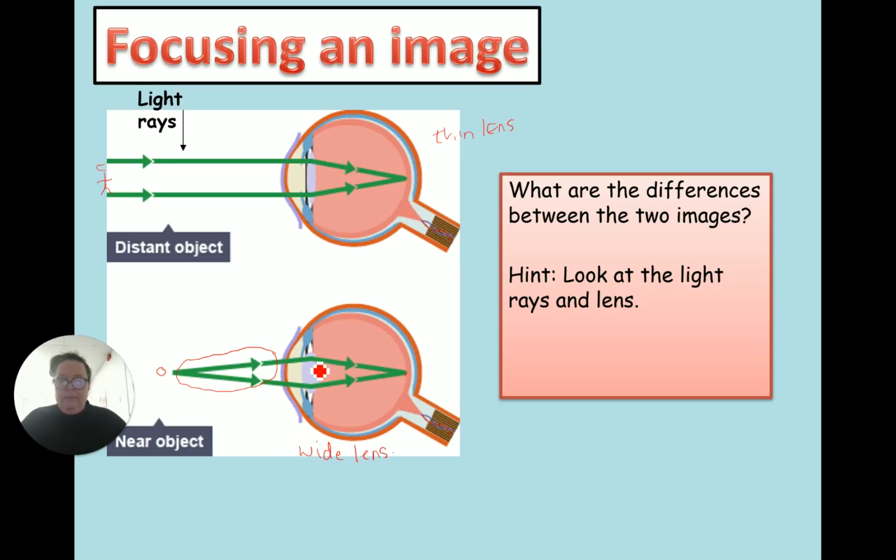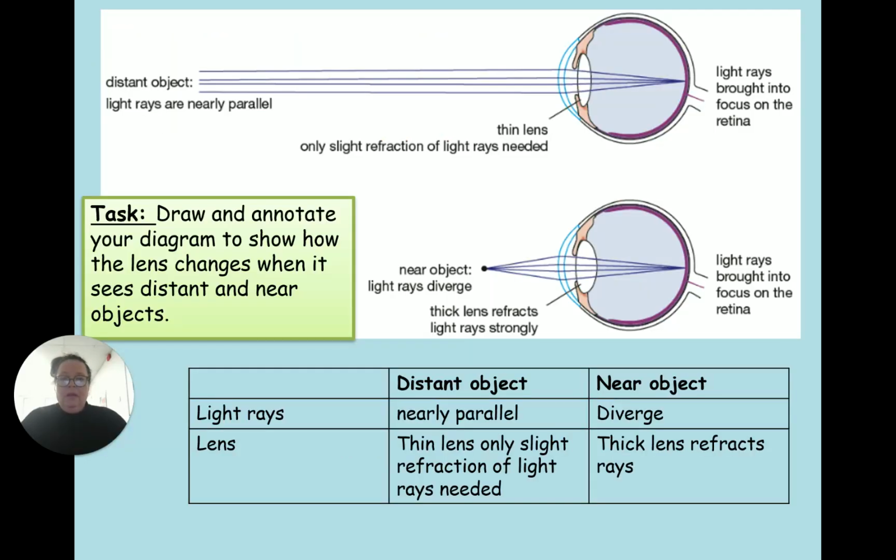The reason being, if we had a thin lens here, this wouldn't focus on the retina, it would focus back here and we wouldn't see what we need to be seeing. So when we're looking at a distant object, the light rays are parallel, the lens is thin and long, and when we're looking at a near object, the light rays diverge and the lens is wider and shorter. Okay, so that's the difference between a distant object and a near object.